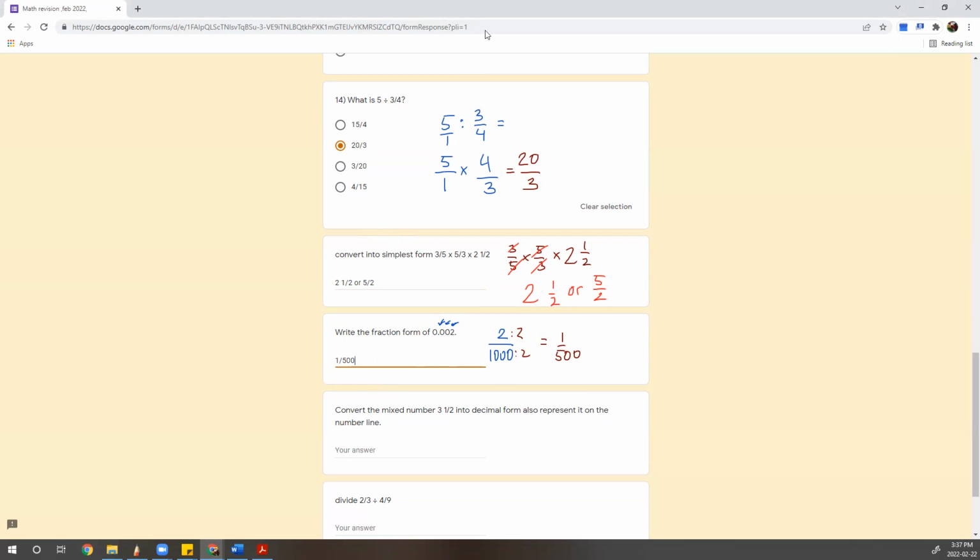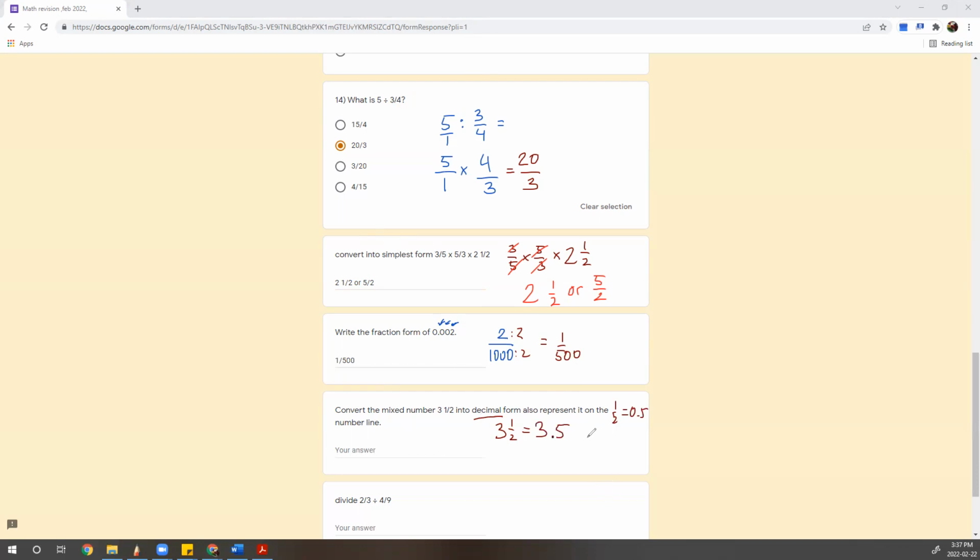Now, convert the mixed number 3, 1 over 2 into a decimal form, and also represent it on a number line. So 1 over 2 into a decimal form. So the decimal of 1 over 2 is 0.5, right? If 3, 1 over 2, just write 3.5.